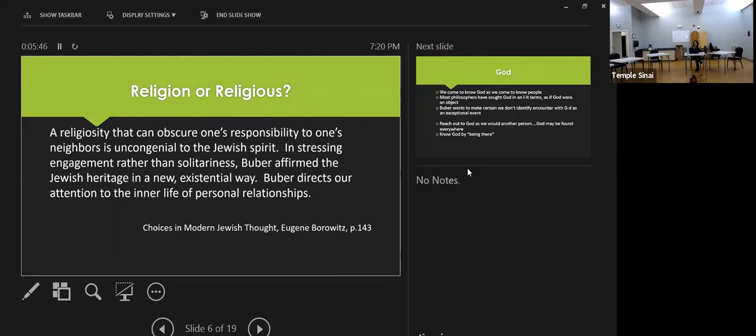So tell me, how do you understand that? What do you think? If you had to imagine who Buber was religiously, what would you say might be Buber's religious life? What did it look like?